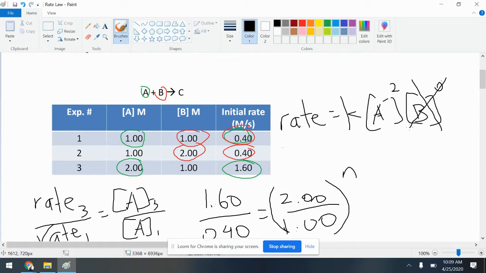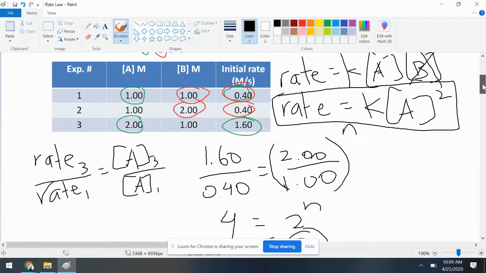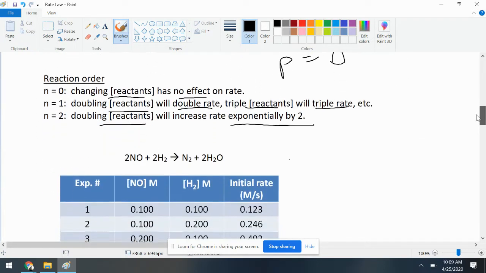So for this reaction, it's going to be rate is equal to K times the concentration of A to the power of 2. Okay, so here's my rate law equation for this particular reaction. And only A, by changing the concentration of A, it only affects the rate, not B. Okay, last example. Let's use a real equation this time.